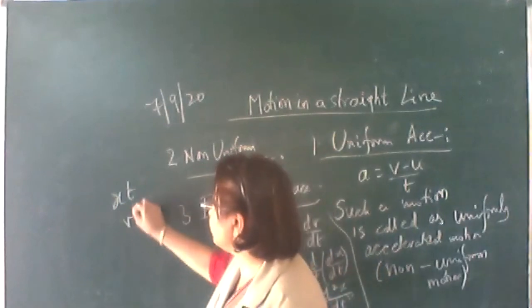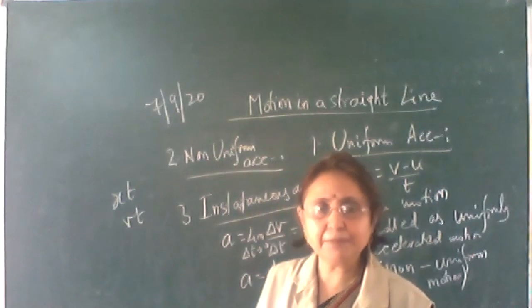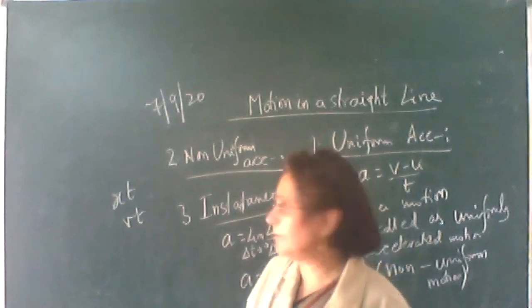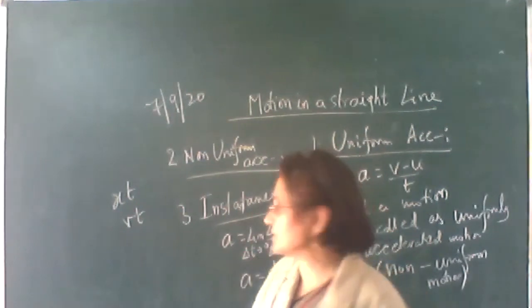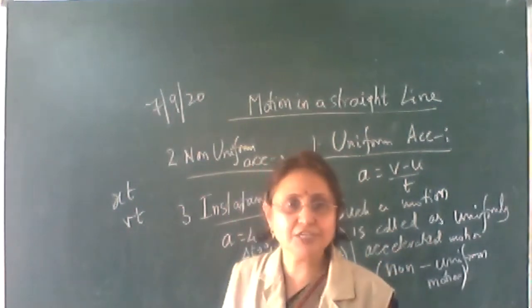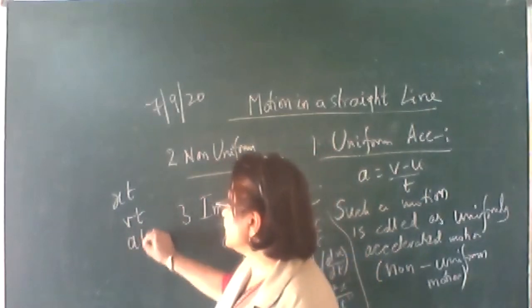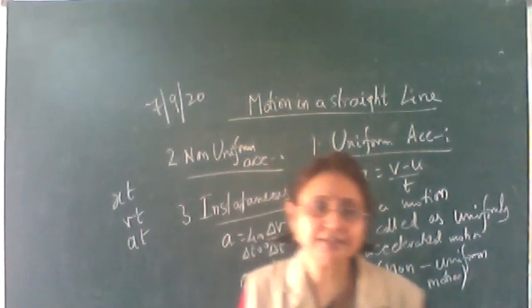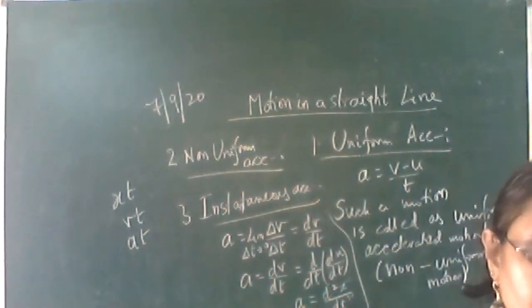Next, we'll discuss the velocity time graph, or it may be the speed time graph. Depending on whether x is the distance, we'll get the speed. If x is the displacement, then we'll get the velocity time graph. Then the acceleration time graph. So these three types of graphs we are going to discuss for various types of motions.